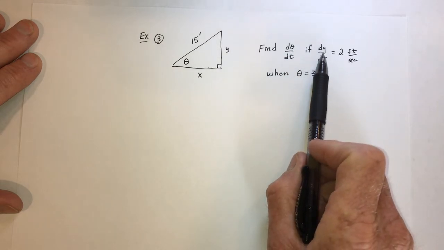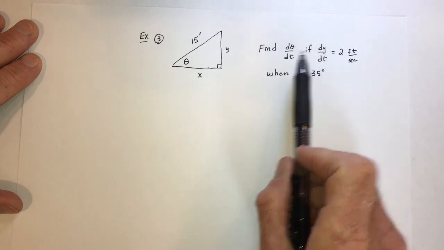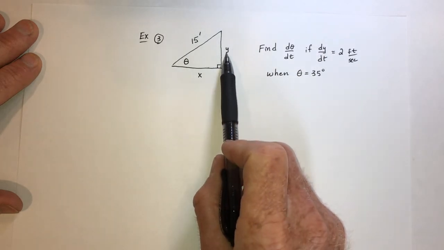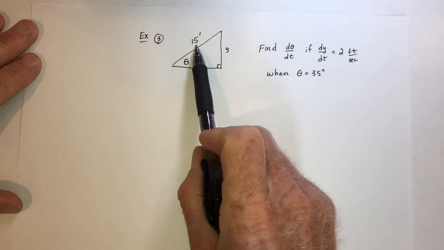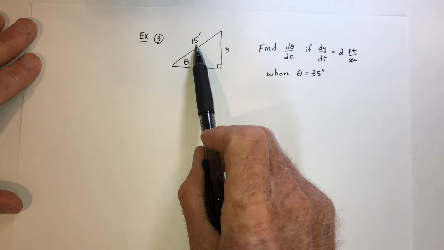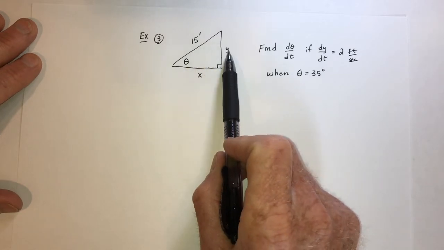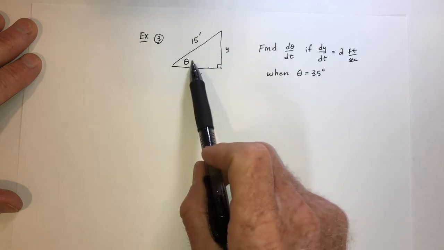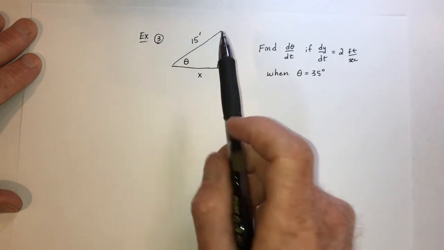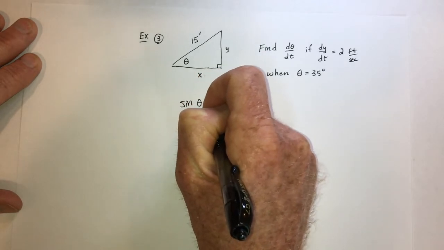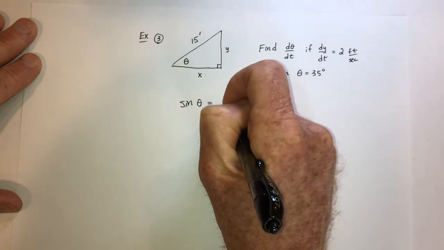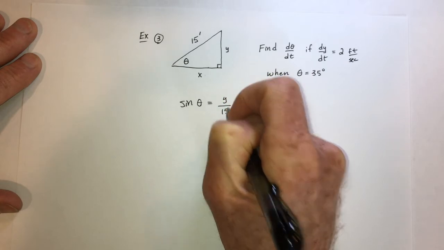Also, this has y information, so I need to use a trig function that uses this side and one of the other two sides. It would be easiest to use the 15, because when you have a constant and you're taking derivatives, there's nothing easier than that. So I'm going to use this side and this side. So this would be opposite and hypotenuse. That is sine of theta. So sine of theta equals the opposite over the hypotenuse.